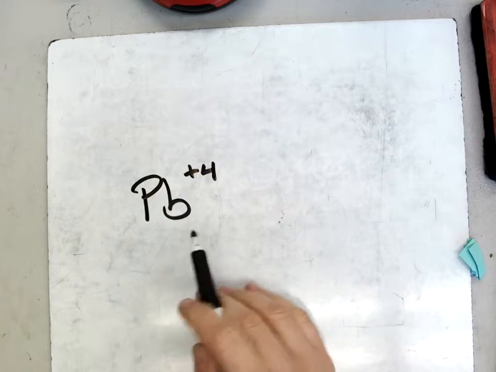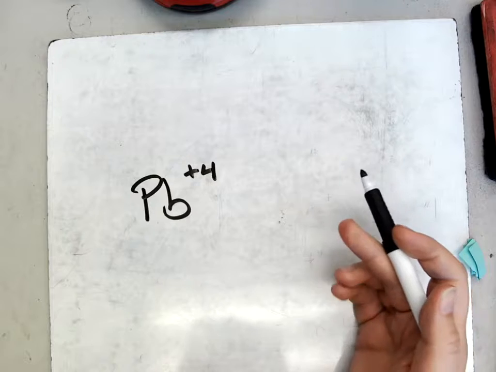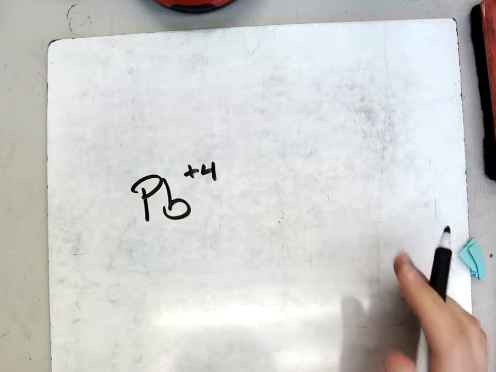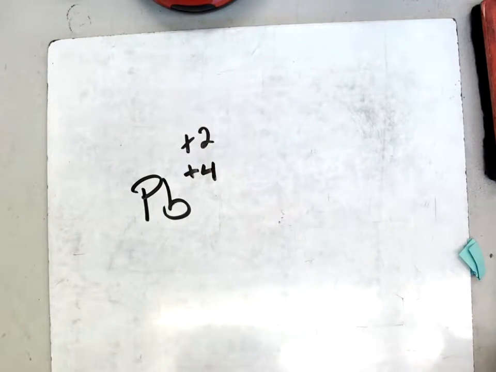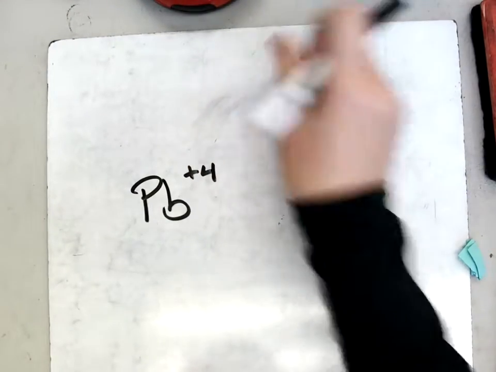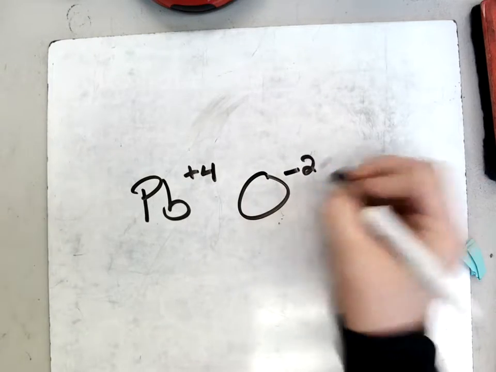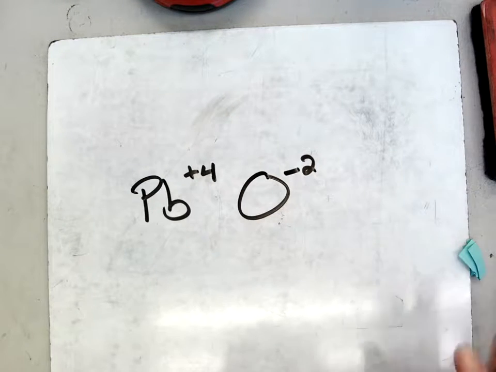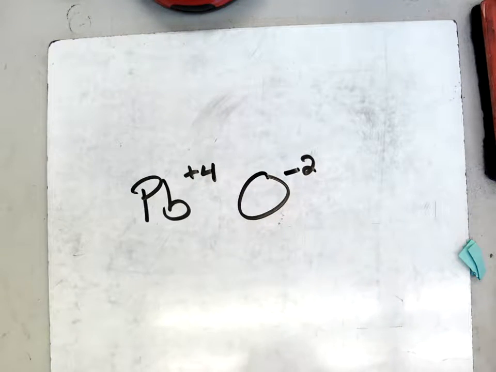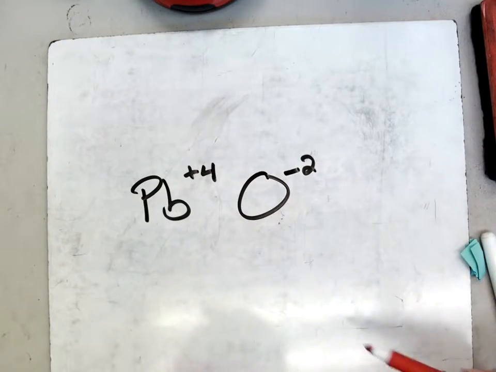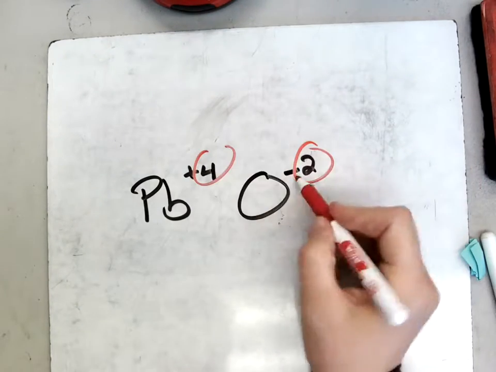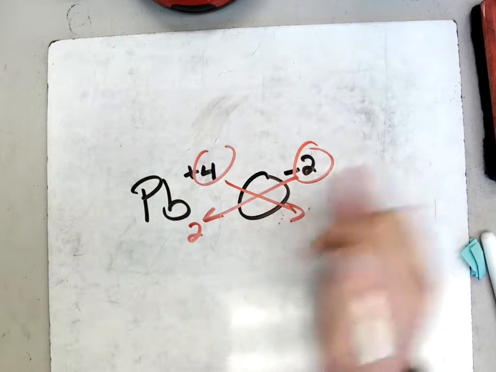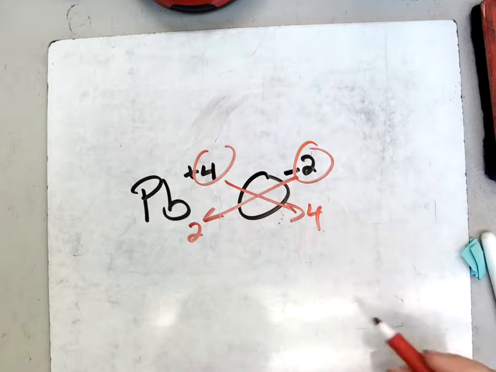Now you can look up lead on the periodic table and look up its charge, but you already know its charge because it had the Roman numeral IV, 4. It had as choices either +2 or +4, so we're going to use 4. Look up oxygen, -2. If these charges canceled out already, I would just write PbO, but they don't. I need to cross these numbers down. By crossing these numbers down, I will make the positive and negative charges cancel out. I bring down the 2, and I bring down the 4. They become the subscripts.